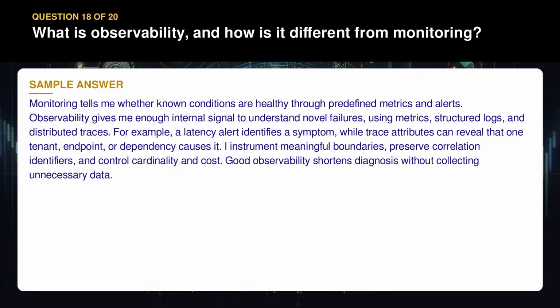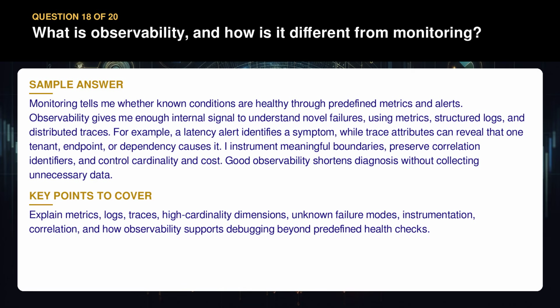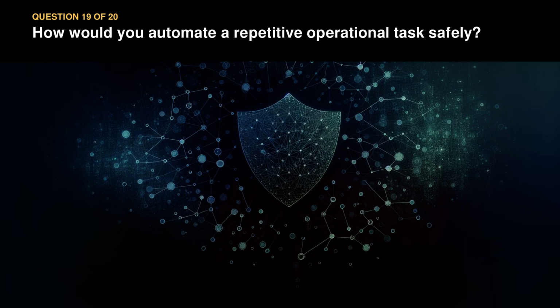I instrument meaningful boundaries, preserve correlation identifiers, and control cardinality and cost. Good observability shortens diagnosis without collecting unnecessary data. Explain metrics, logs, traces, high cardinality dimensions, unknown failure modes, instrumentation, correlation, and how observability supports debugging beyond predefined health checks.